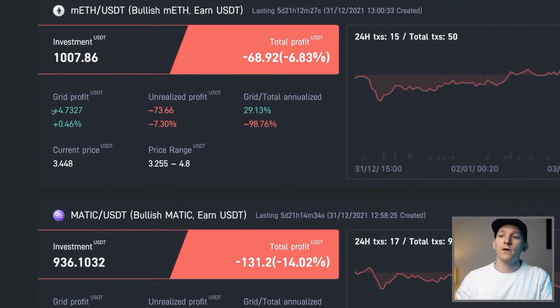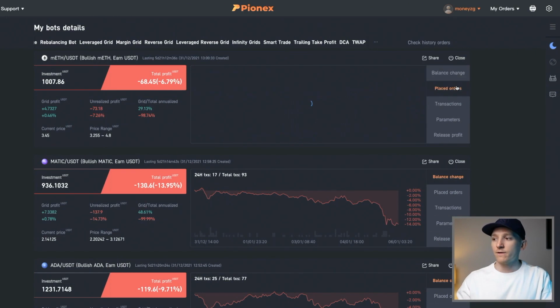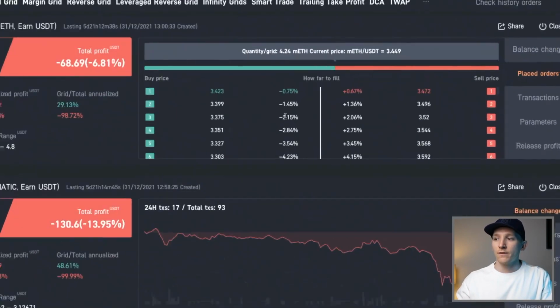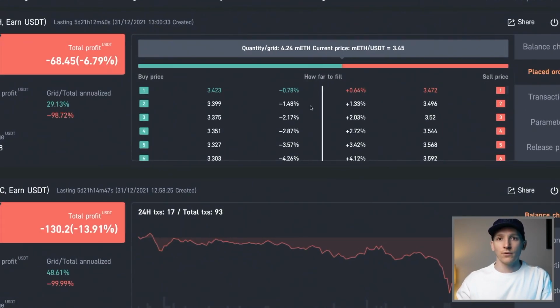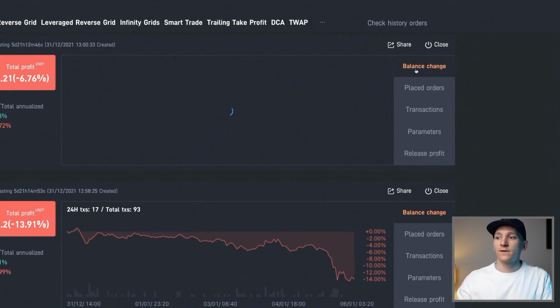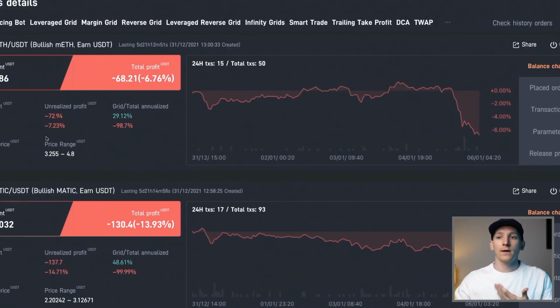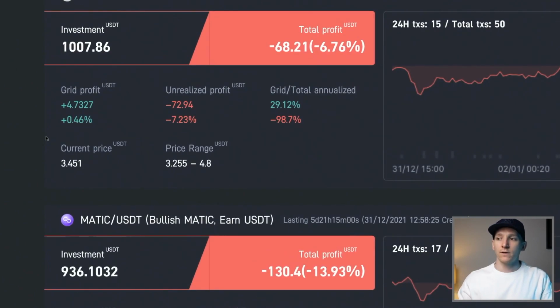But what we can see here is that actually the grid is in profit. Because of the way that the grids are placed, and you can see the placed orders right here, right? So you can see all the different grids that are working through. So I have different grids at different levels. These grids, because of the volatility in the price, and you can see the price moving up and down, it is buying and selling and taking advantage of volatility.